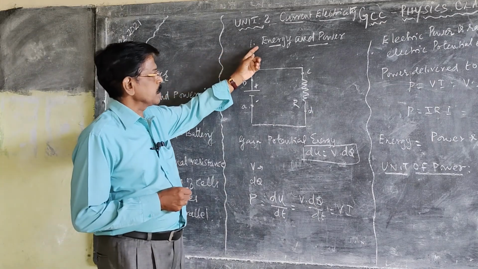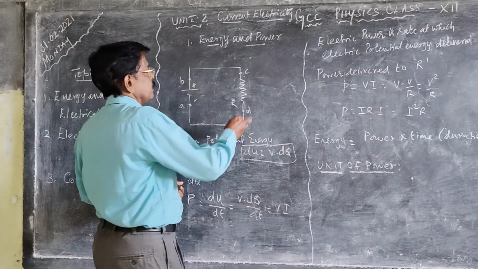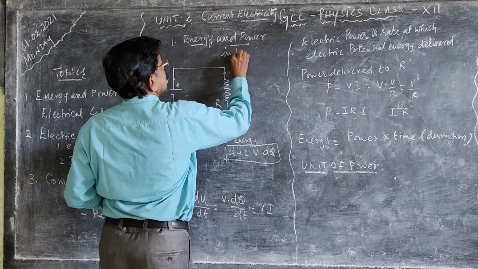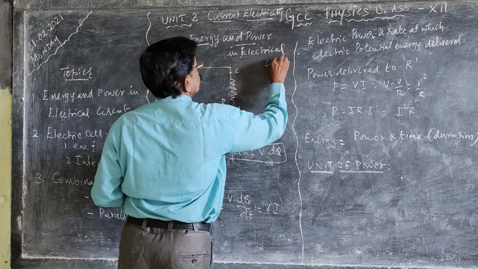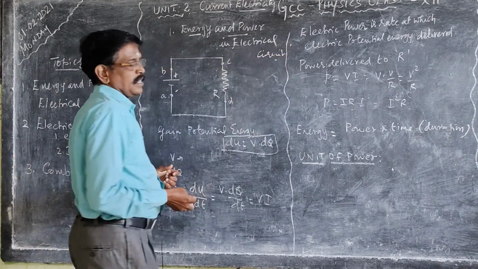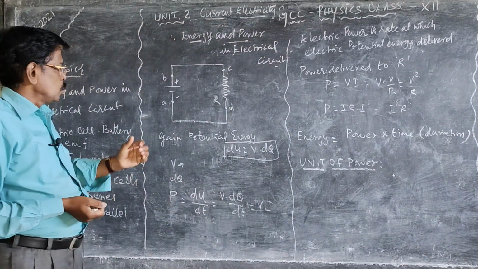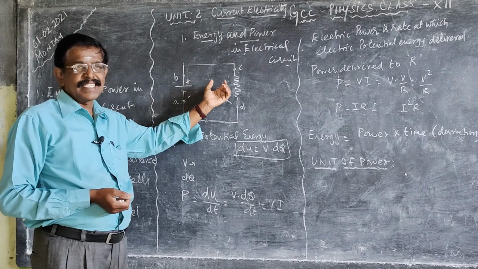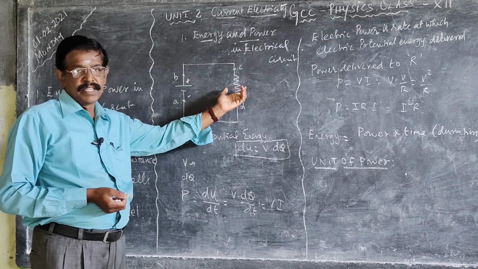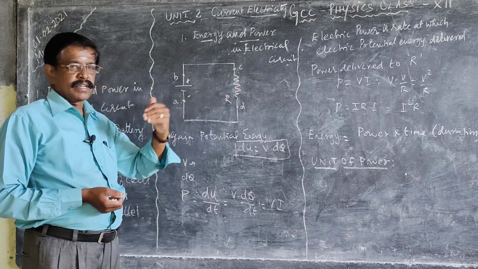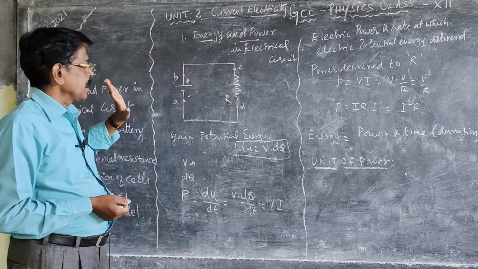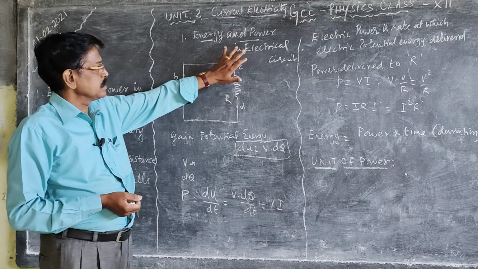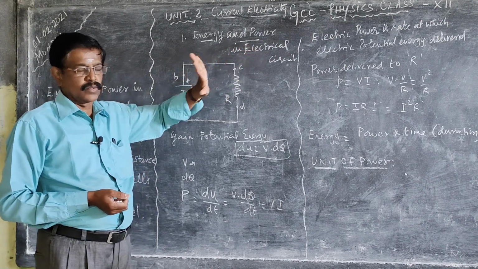The first topic is energy and power in electrical circuit. See, what is an electrical circuit? When a cell is connected across an external device, for simplicity, we can assume a resistance is connected across a cell. Now, this forms the simple electrical circuit.